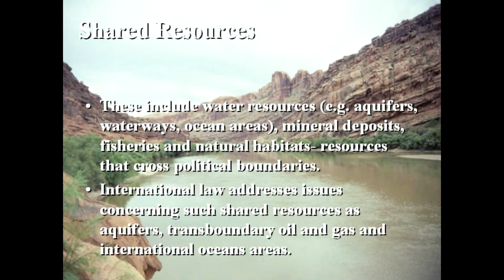Now, we've taken a look at one kind of shared resource so far, fisheries, but there are a number of other resources that are shared about the planet, shared between nations and so on. So water resources such as aquifers, waterways, mineral deposits, things like oil deposits will often straddle boundaries between nations. And we can even talk about natural habitats, various kinds of ecosystems that cross political boundaries.